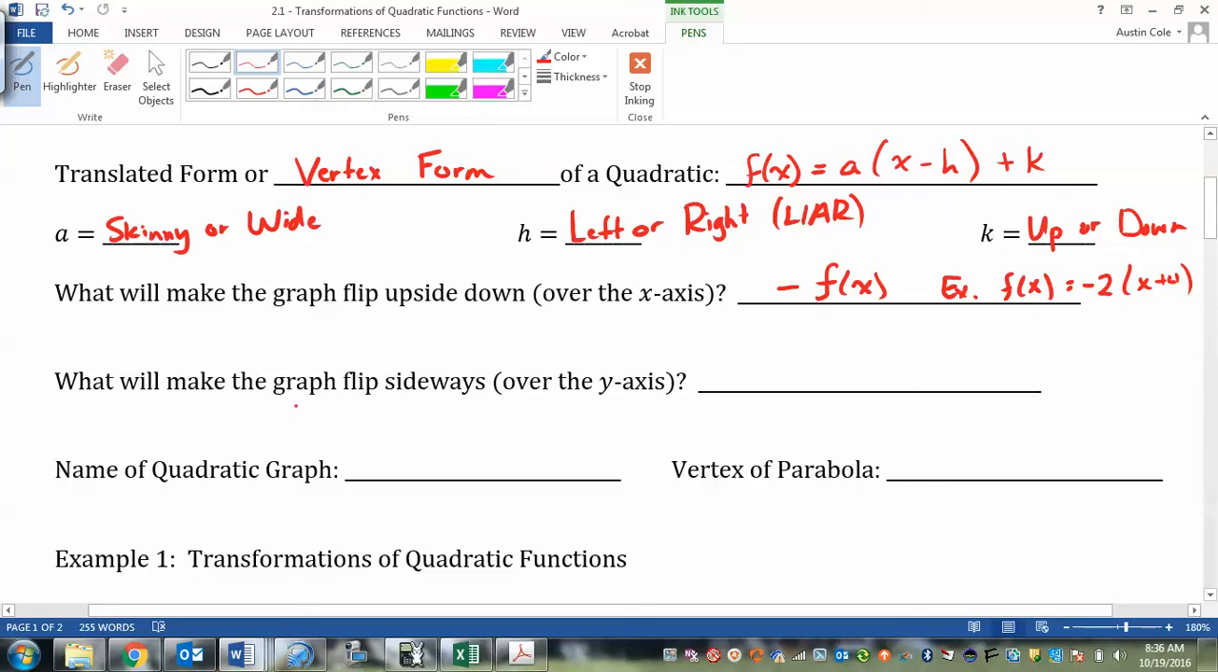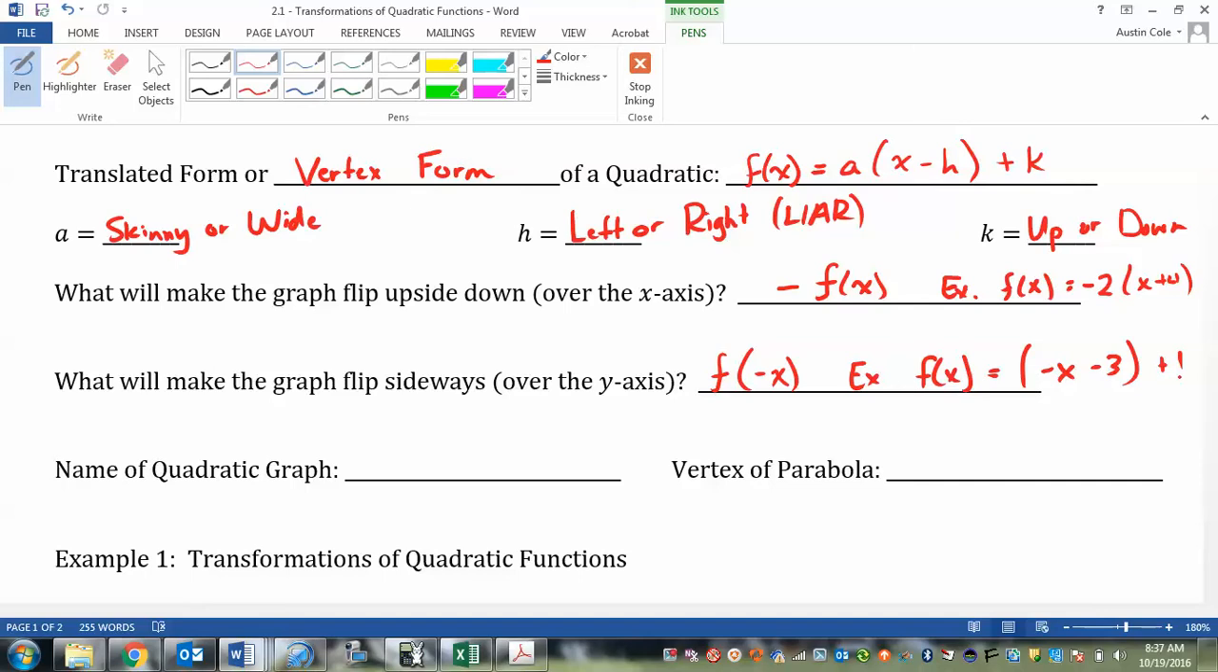It says, what will make the graph flip sideways, left and right? Inside. So that means if the negative is inside the function right in front of x. So for example, it could be f of x equals, we'll just do -x minus 3 plus 1. I'm just making stuff up there. Well, the negative is in front of x inside the parentheses, so that's going to flip it sideways.